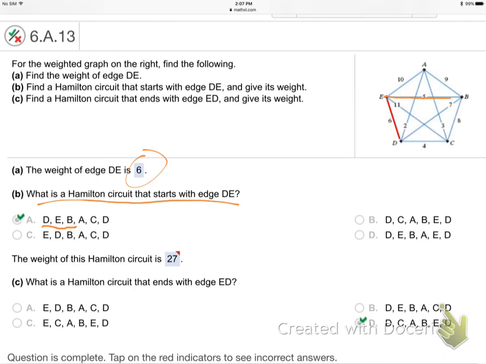DEB, A, where's A? Oh, it's up there. A, C, D. Yeah, so that's a Hamilton circuit, huh? Made the loop, hit every city only once. That's what the Hamilton thing means, right? Hit every city only once. That is a Hamilton. I don't know if that's the best one, but that is a Hamilton circuit.